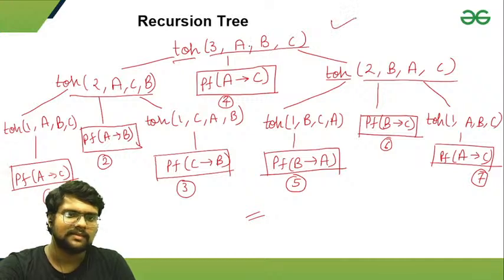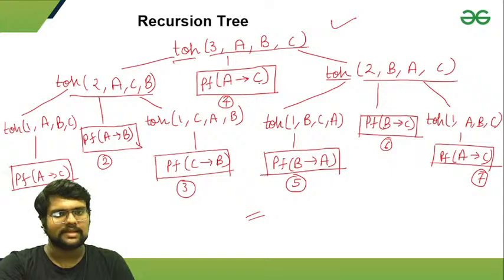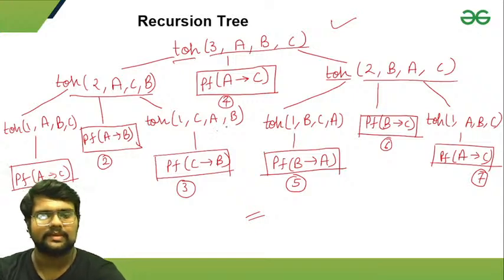It is very easy. We first move the n minus 1 disks from A to B, then we place the big disk from A to C, then we move the n minus 1 disks from B to C. This will be the recursion tree, and this will be the output.